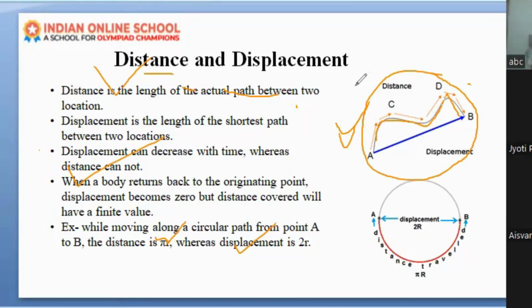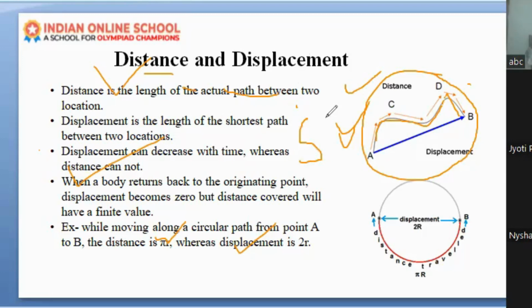Now a new concept comes into being. What is a scalar quantity? Scalar quantity means that which has only magnitude. Now what is magnitude here? To remember magnitude, just remember one word, student, that is value. Let's say, just now I gave you one example, student.